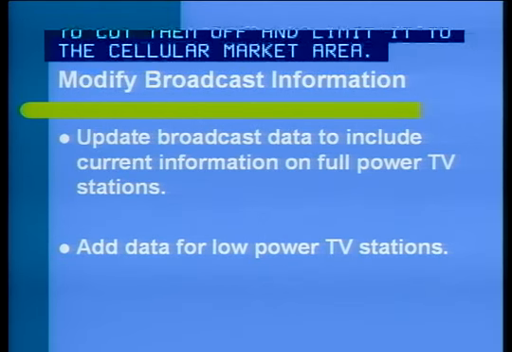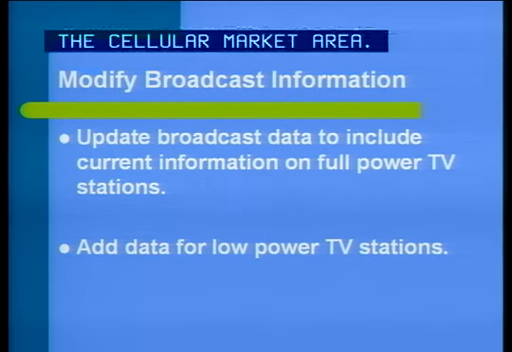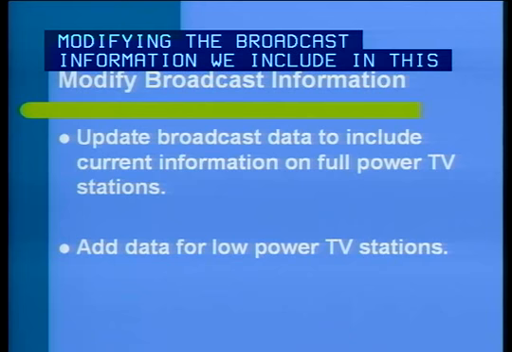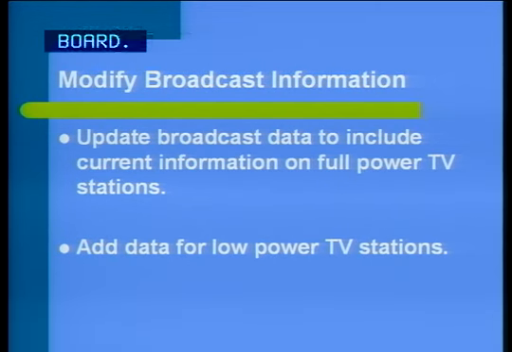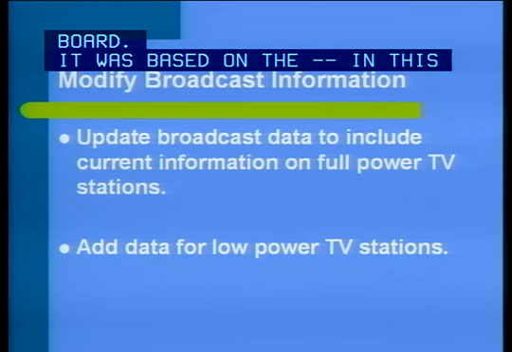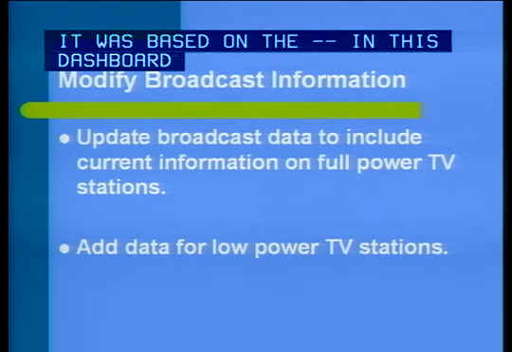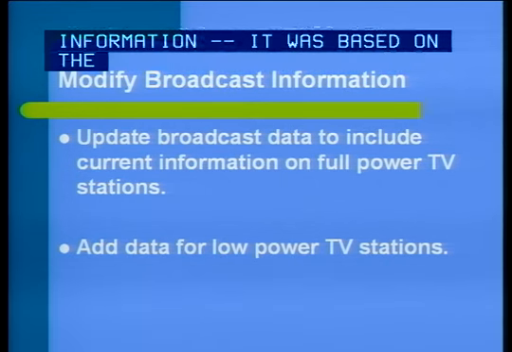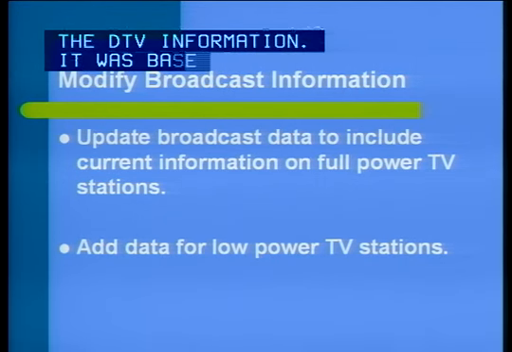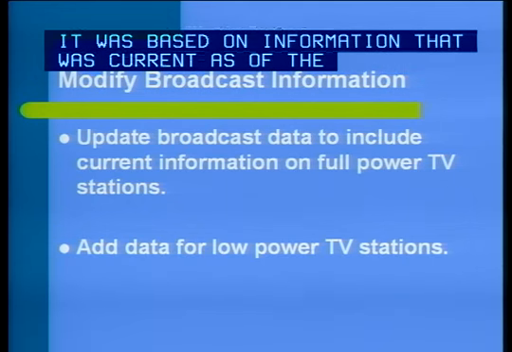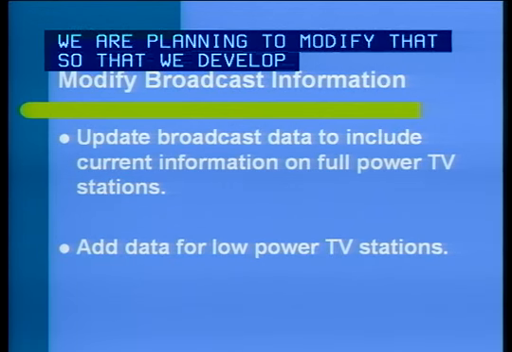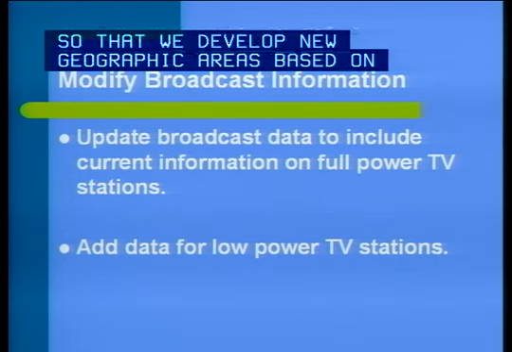We are also looking at modifying the broadcast information we include in the dashboard. As I said before, we used information that was based on the DTV transition because we had developed geographies for that information. So right now, the dashboard only contains full-service broadcast stations, broadcast television stations, and it's based on information that was current as of the June 2009 transition. So we are planning to modify that so that we develop new geographic areas based on current licensing data, and we would add low-power television stations to the dashboard.